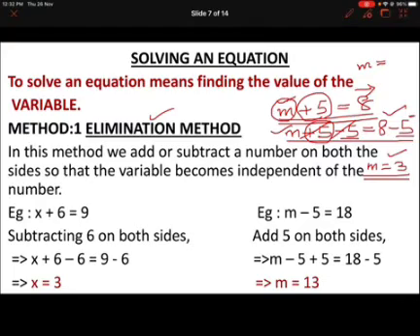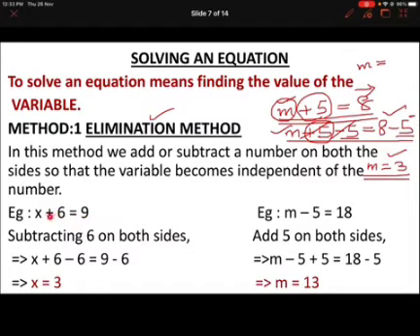Now let's see. In this method, we add or subtract a number. We may have to multiply or divide also. We'll come to that later. So that the variable becomes independent of the number. So in this example, please observe, children. The equation is x plus 6 equals 9.